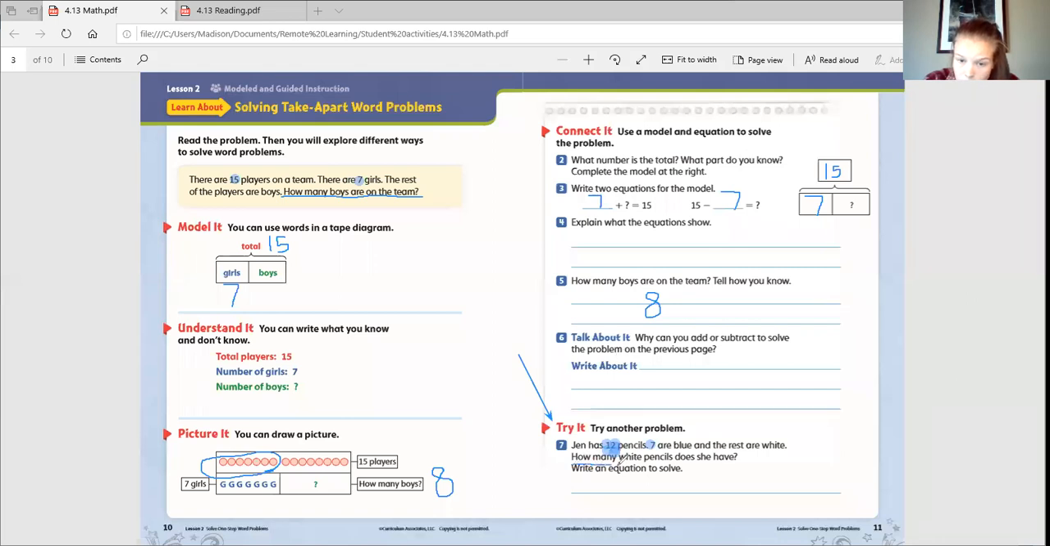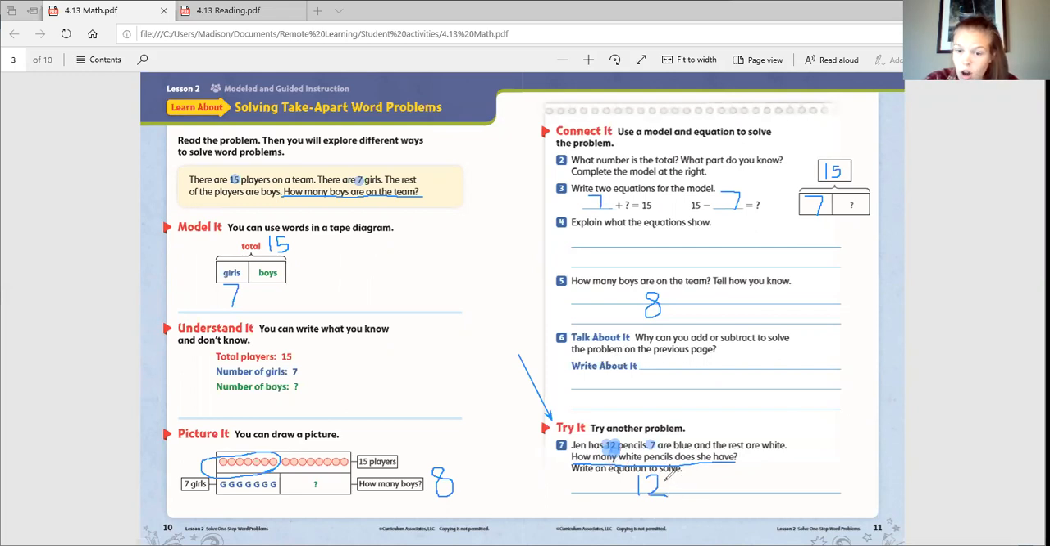And then our question is, how many white pencils does she have? So we know that she has 12 pencils in total. 7 of them are blue and the rest are white. So we know our whole, we know one part, and we're trying to figure out the other part. And it says to write an equation to solve this. So I'm going to write the subtraction equation and addition equation.